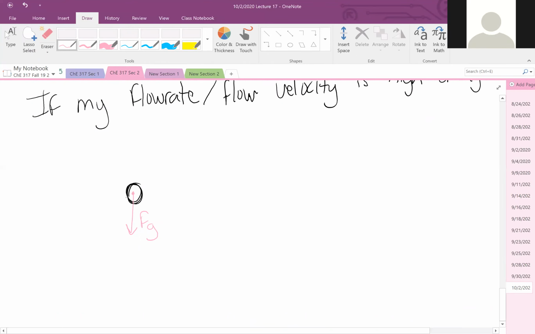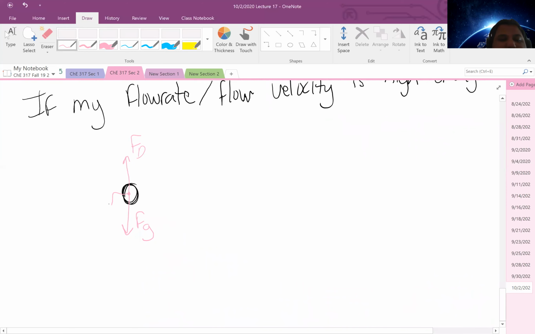Its force of drag is pointing up. All right, the force of drag is pointing up. And we have one more force that, albeit very minor, is our buoyant force. So if I was going to do my famous force momentum balance, I would say drag force minus buoyant force minus gravity equals 0, right?